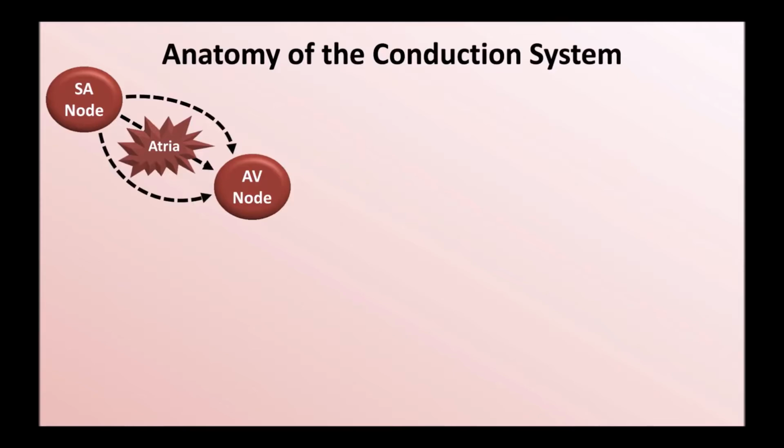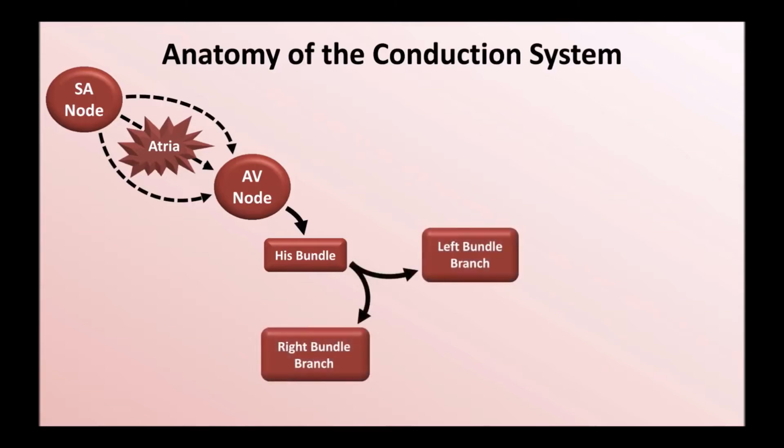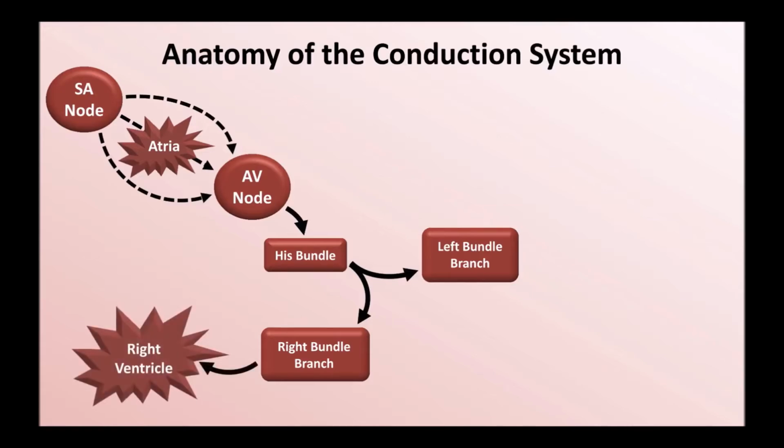Once electrical activity has made its way relatively slowly through the AV node, it passes through the His bundle located in the upper intraventricular septum. The His bundle divides into the right and left bundle branches. The right bundle carries electrical impulses to the right ventricle, triggering its depolarization and subsequent contraction.